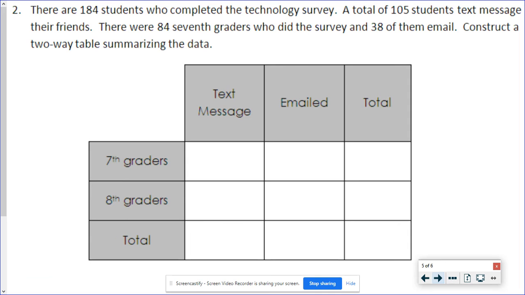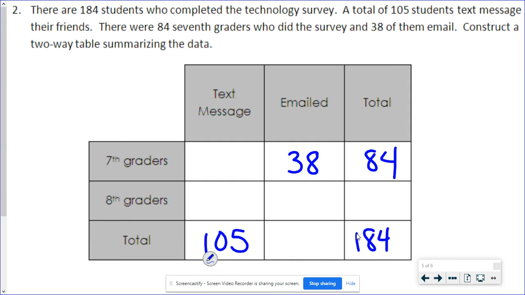So right now we know this is really not accurate information, but 184 students were in this survey. That means right here, 184 is my total of everything. A total of 105 students text message their friends. So that means for the text message total, I have a 105 right here. There were 84 seventh graders who did the survey. So out of the seventh graders, the total of them would be 84. And of those 84 students, 38 of them use their email. Again, old data. You guys are hopefully checking your email, everybody.